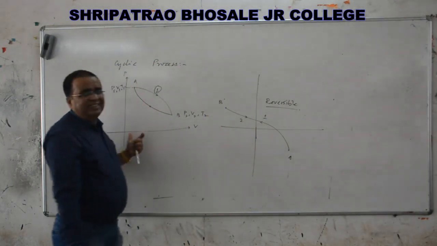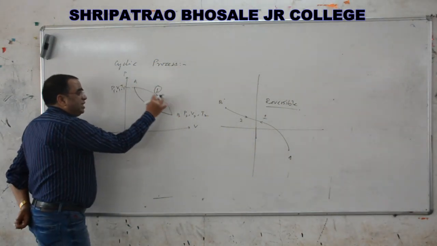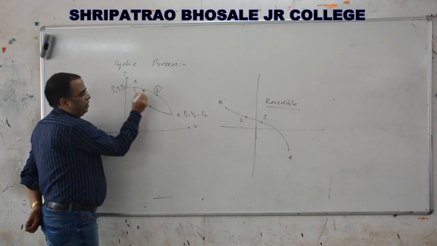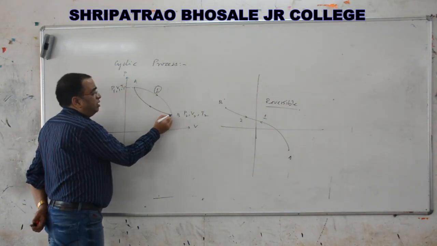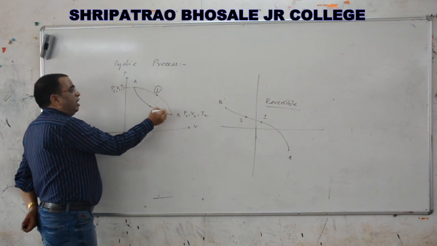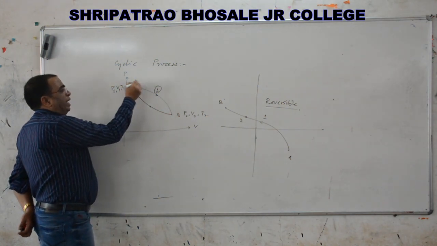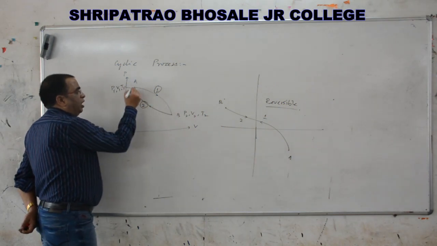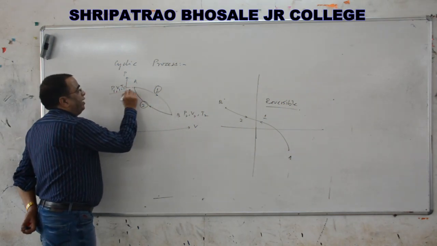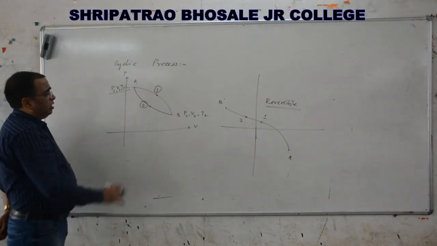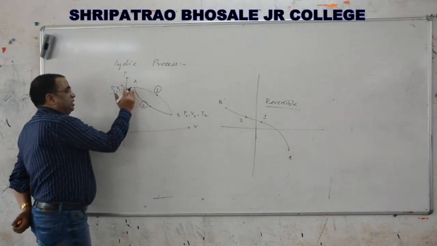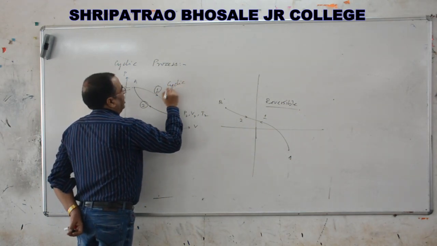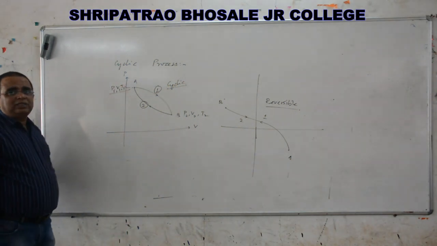But this one is not reversible. Whereas the initial state is A, final state is B, and again we start from B and reach at A. So at the end of the complete process, we are attaining the same value of the variables. That means the gas is coming back to its initial state. This is what a cyclic process is.